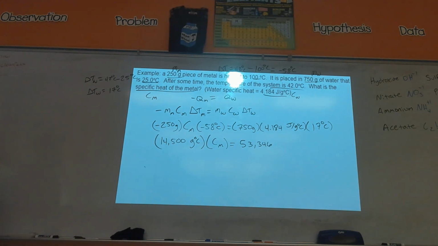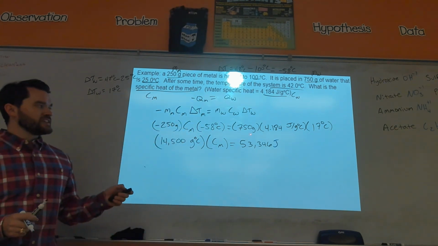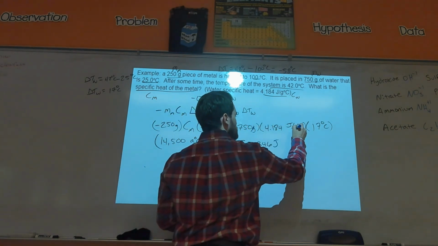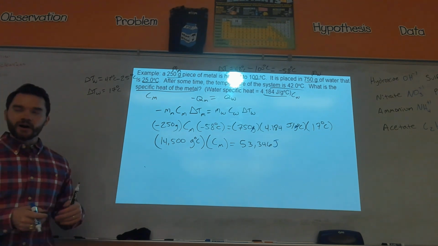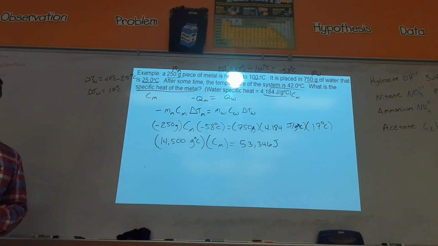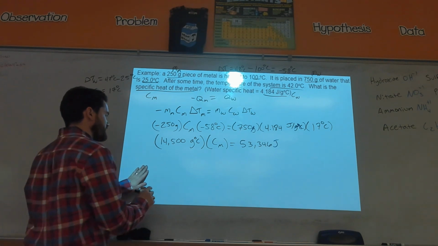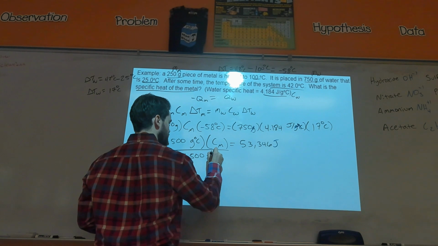What are the units? Nope. Joules. Somebody said joules. Oh yeah, that's joules. Here's why. You have grams here, and then on the bottom of the fraction there's grams, so grams cancel. Same thing for degrees Celsius: degrees Celsius here, degrees Celsius in the bottom, so those cancel. All right, and then home stretch. Divide both sides by the 14,500 grams degrees Celsius.